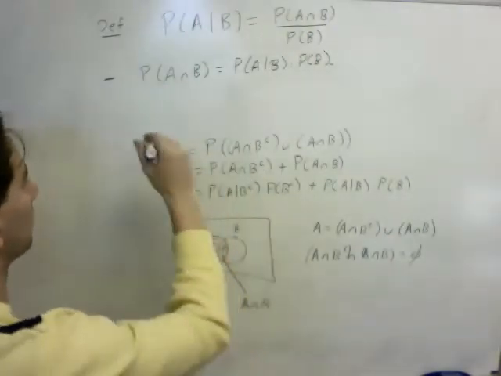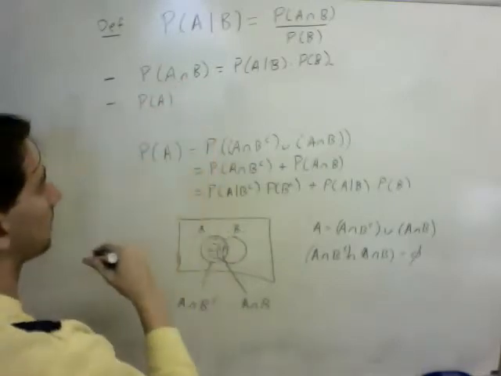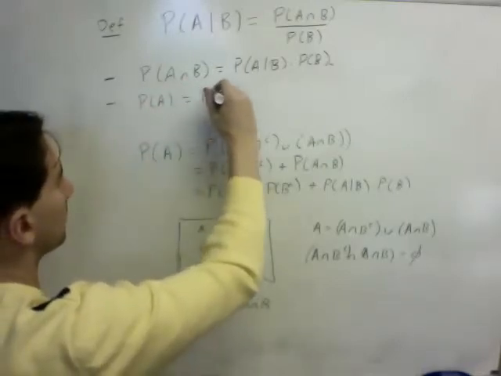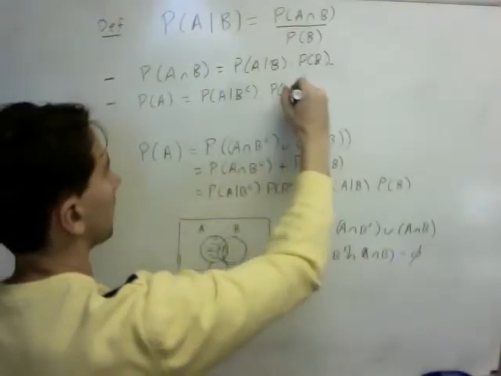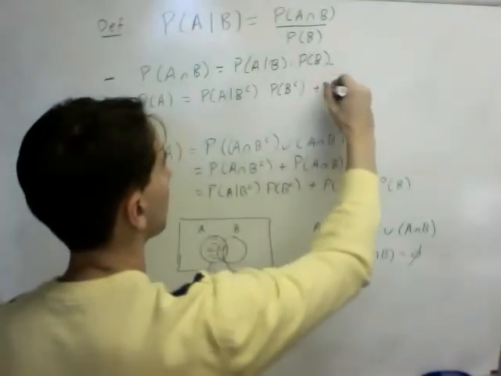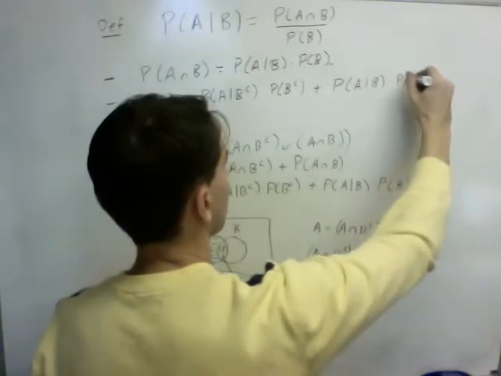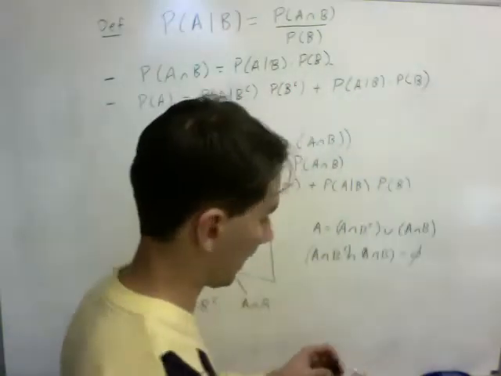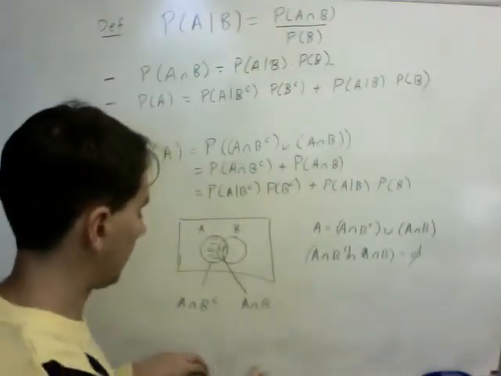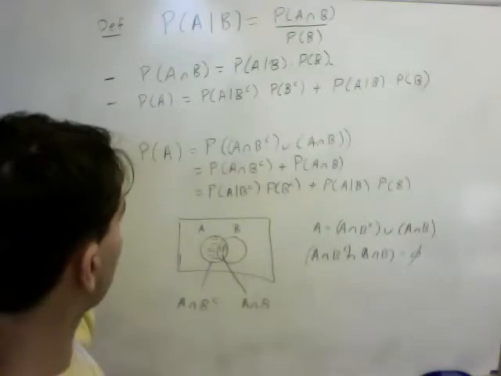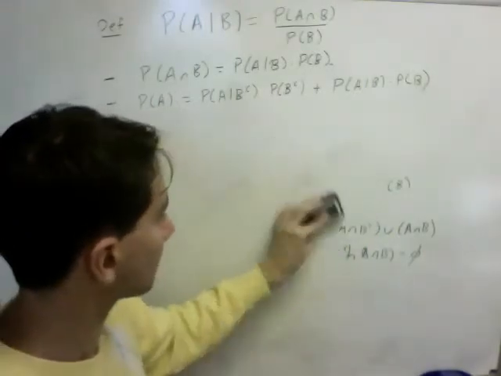And so that gives us a new formula. So here's another formula. The probability of A is equal to the probability of A given that B doesn't happen times the probability that B doesn't happen plus the probability of A given that B does happen times the probability that B does happen. So that's another handy formula to know that might give us some shortcuts that we'll use in class for certain examples.